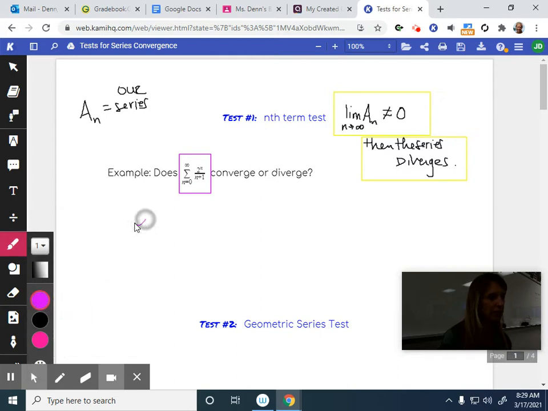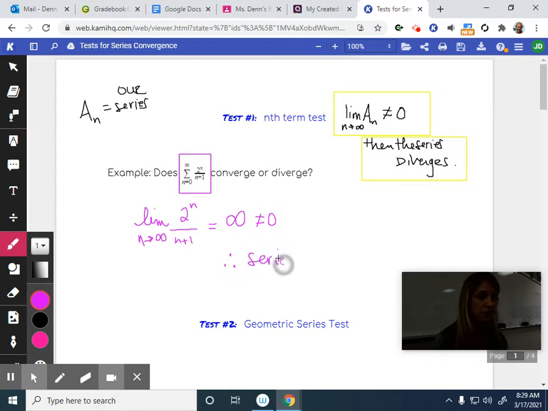So I'm just going to look at the limit as n approaches infinity of 2 to the n over n plus 1. Well, 2 to the n is growing a heck of a lot faster than n plus 1. So the top is growing way faster than the bottom, so this is going to infinity. Last time I checked, infinity does not equal 0. Therefore, the series diverges. Ain't no need to go any further. Once the nth term test tells us that that limit is not 0, the series is going to diverge.